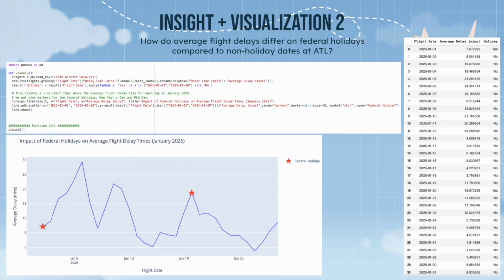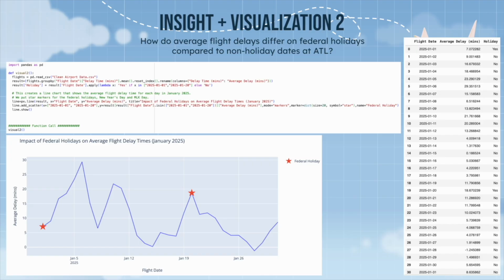For our second insight, we investigated how average flight delays differ on federal holidays compared to non-holiday dates at ATL. We grouped flights by date and then calculated the average delay time for each day in January 2025. We then flagged federal holidays, specifically New Year's Day on Jan 1st and Martin Luther King Day on Jan 20th, and created this line chart with star markers highlighting those special dates, holidays, so it's easier to spot.